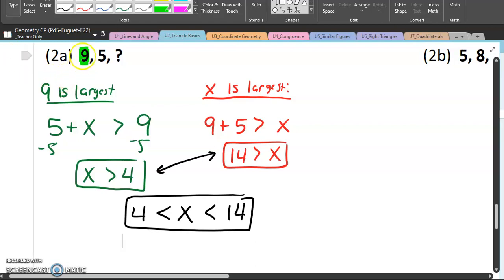So the rule of thumb here is always check the 9 first and then check the x second. We don't have to check the 5 because the 5 can never be the longest side. So we don't have to set up a third inequality in this situation. Let's try one more of these together.